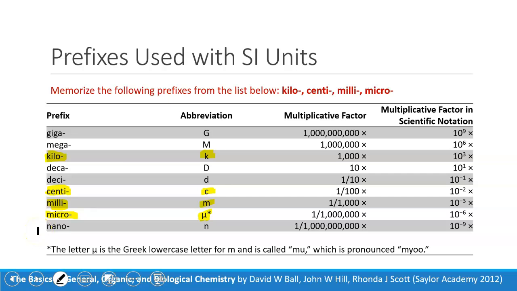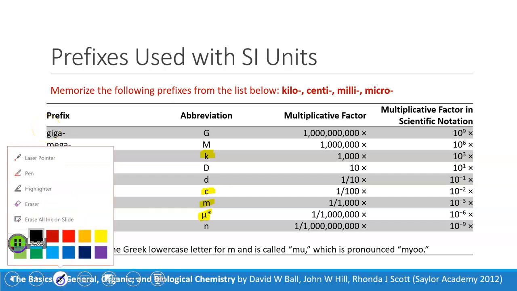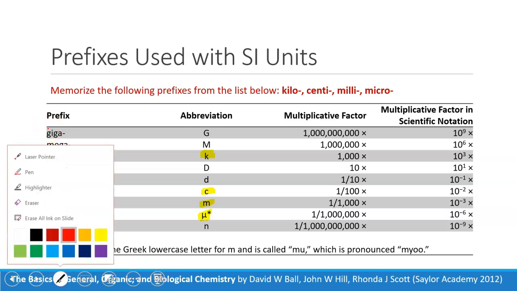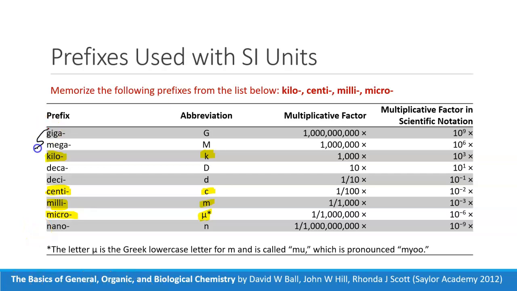Okay, so if we look from deca to giga, notice how the multiplicative factor in scientific notation here are all positive values, and also notice how the multiplicative factor as a standard unit are all greater than values of 1. So that means that these prefixes indicate that the unit is larger than the base unit. So say a kilometer is going to be longer than the base unit of a meter.